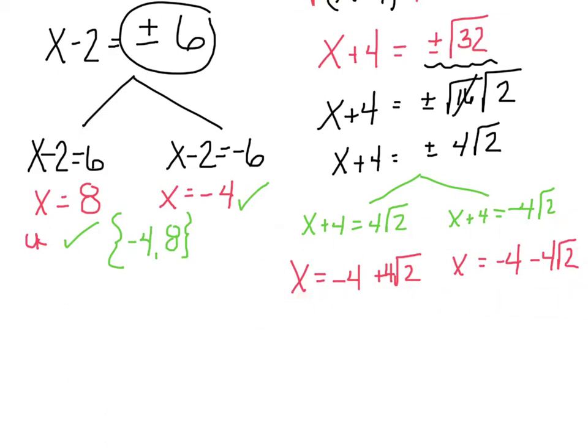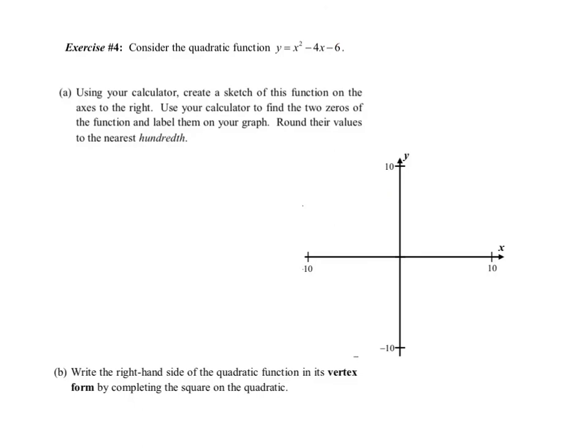Exercise 4. Consider this quadratic. Using your calculator, create a sketch of this function on the axis to the right. Use your calculator to find the two zeros of the function and label them on your graph. Round those numbers to the nearest hundredth. Now, why are they telling me to go to the calculator? Well, notice you cannot factor this.